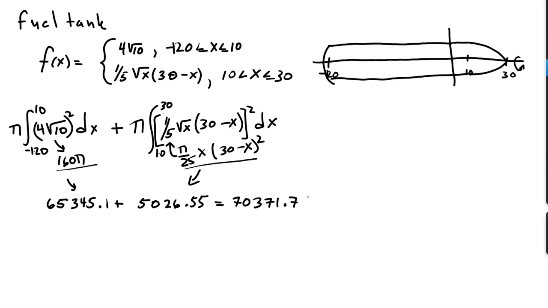Which is roughly, now again, all this is measured in feet. So we get approximately 70,372 feet cubed. So we're going to need 70,372 cubic feet of liquid hydrogen.